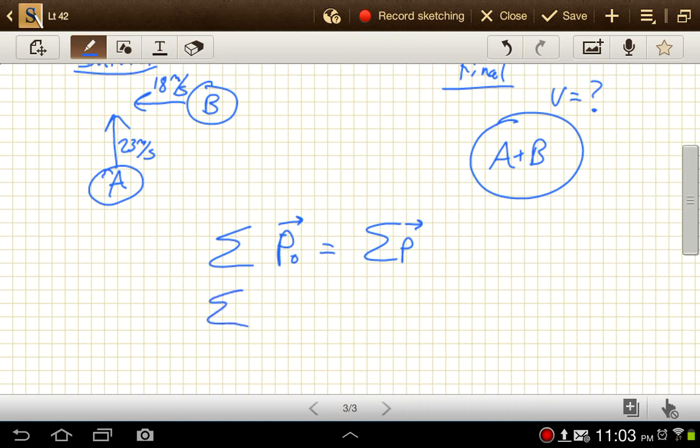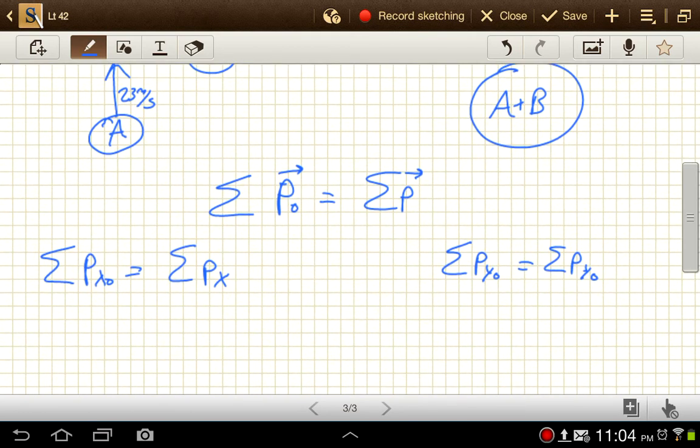One for the momentum in the x direction, initial, and let me give myself a little space. Total momentum in the x direction initial equals total momentum in the x direction final, and total momentum in the y direction initial equals total momentum in the y direction final.